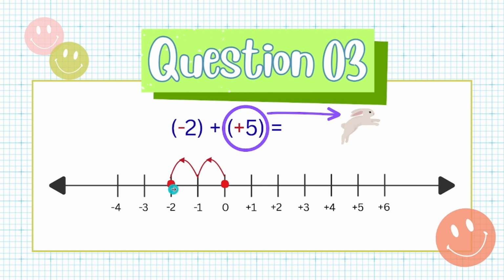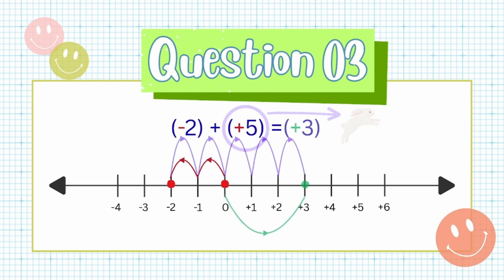Then what is the next term? The next number, that is plus 5. The sign is positive. Positive, you have to jump right. How many hops? 5 hops. You have to jump 5 hops towards right. Let's jump.